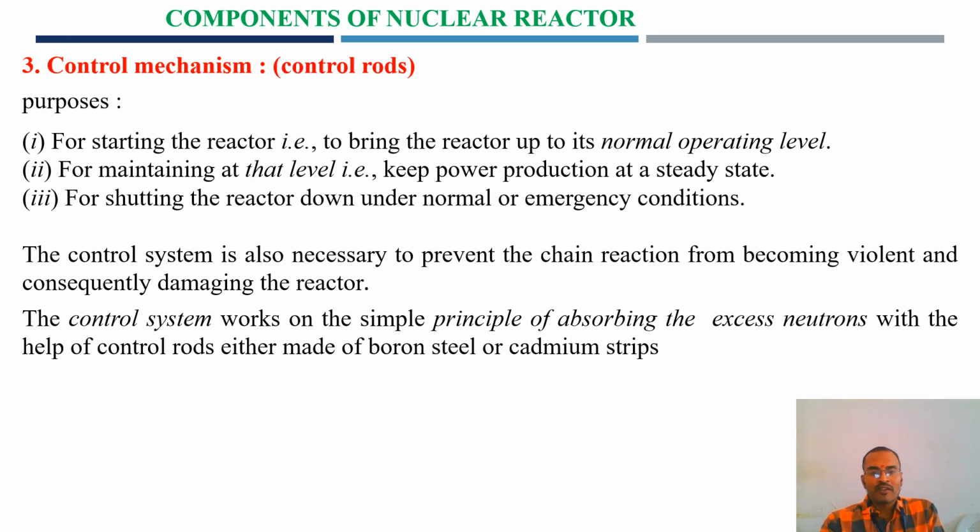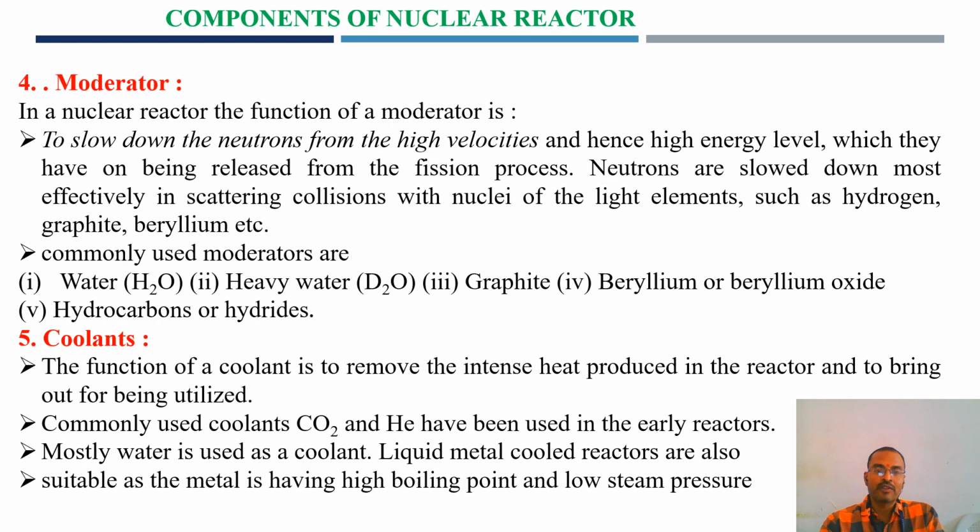The control system is also necessary to prevent the chain reaction from becoming violent and consequently damaging the reactor. The control system works on the simple principle of absorbing the excess neutrons with the help of control rods either made of boron steel or cadmium strips.